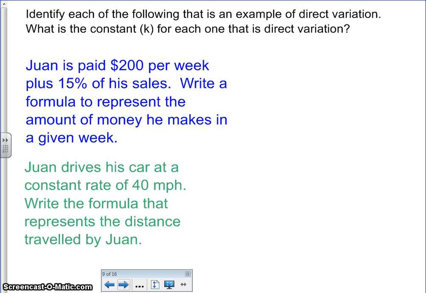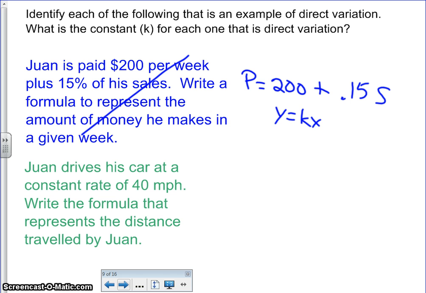All right. Read these two to yourself and see which one you think would be a direct variation. All right, we're back, and the top one says that Juan is paid $200 per week, so let's say his pay is equal to $200 per week, plus 15% of his sales, so plus 0.15 times his sales. This is not direct variation. It's not in the form y equals kx, so this one is not going to work.